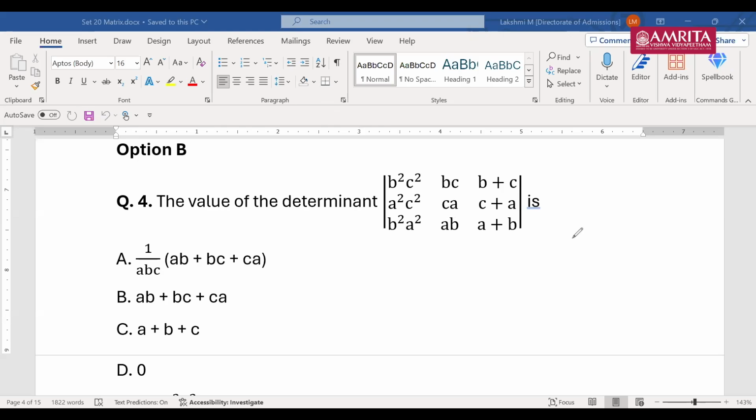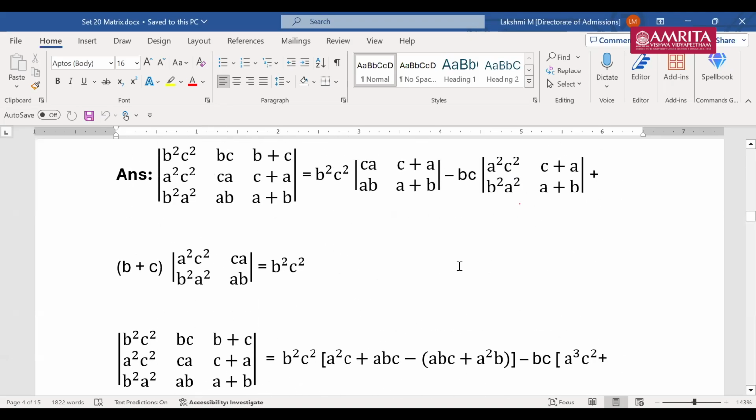It's something that's general. The question is asking, and the options are: 1 by abc into ab plus bc plus ca, ab plus bc plus ca, abc, and, sorry, a plus b plus c, and 0. There is D in the chat box and A in the chat box. D is actually 0. A is 1 by abc into ab plus bc plus ca. So yes, I think we'll just discuss. Okay, you got option A, completely fine.